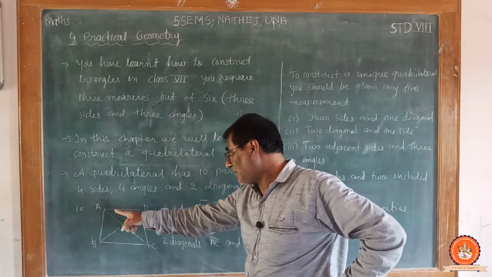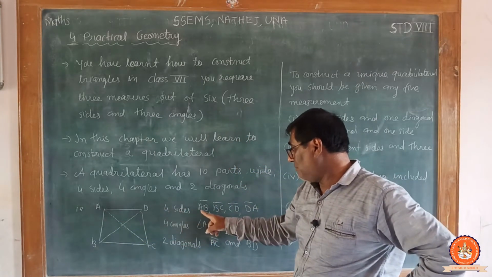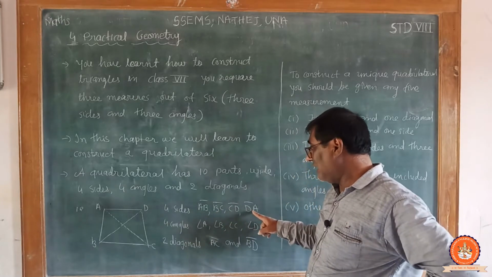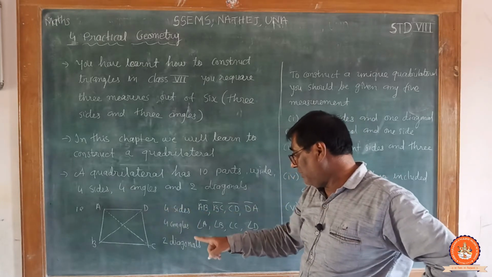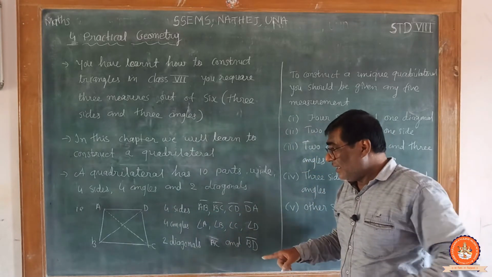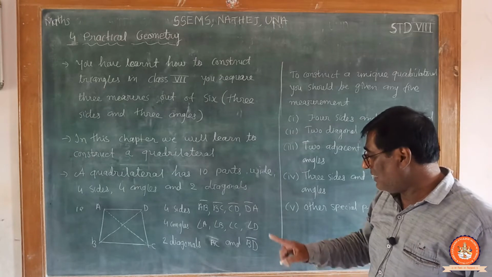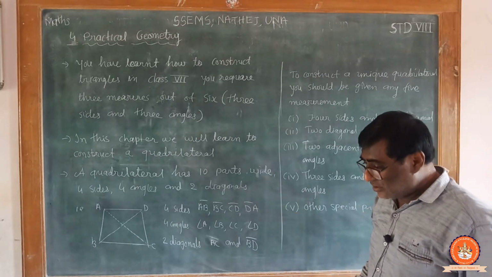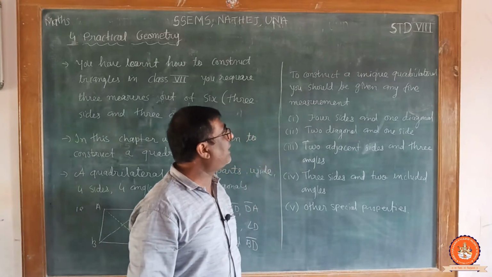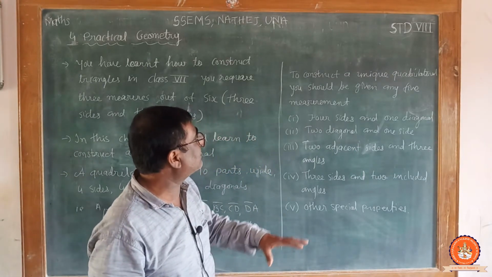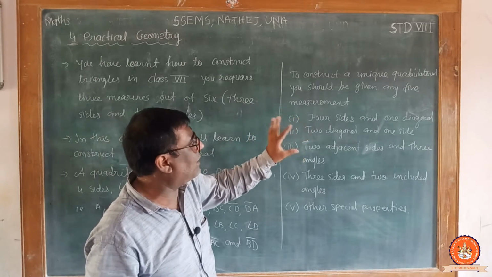Look at it. For this quadrilateral ABCD, there are 4 sides: AB, BC, CD and DA line segments. The 4 angles are angle A, angle B, angle C and angle D. And the 2 diagonals are line segment AC and line segment BD. So out of 10 parts, you should have at least 5 parts. To construct a unique quadrilateral, you should be given any 5 measurements.